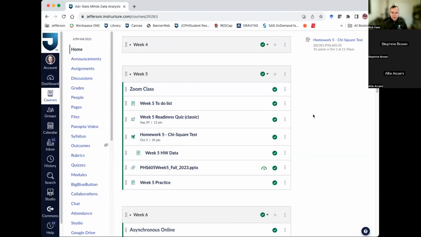So this week, we're going to cover essentially the chi-square test. But the topic is really our first look at what we do when our outcome variable is categorical.